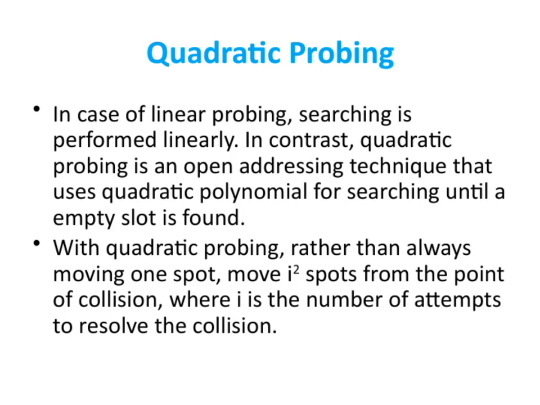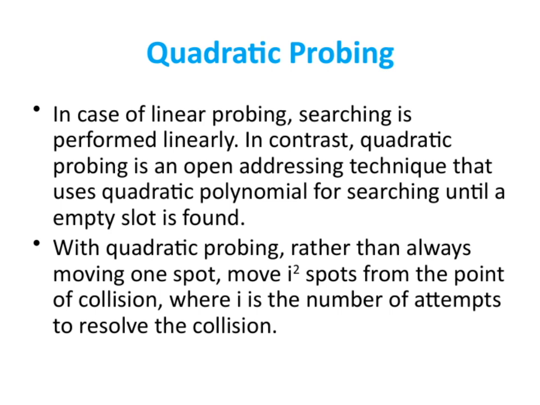When we talk about linear probing, the searching process is quite straightforward. It's performed linearly, meaning we check each slot one by one until we find either the desired key or an empty slot. Now, in contrast, quadratic probing takes a different approach.